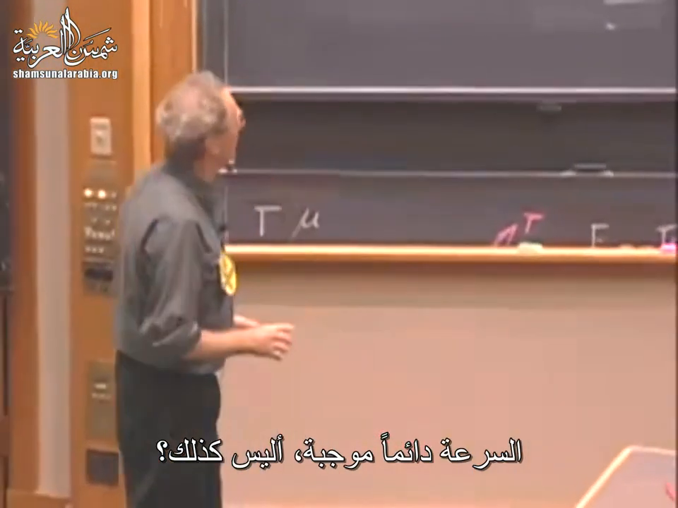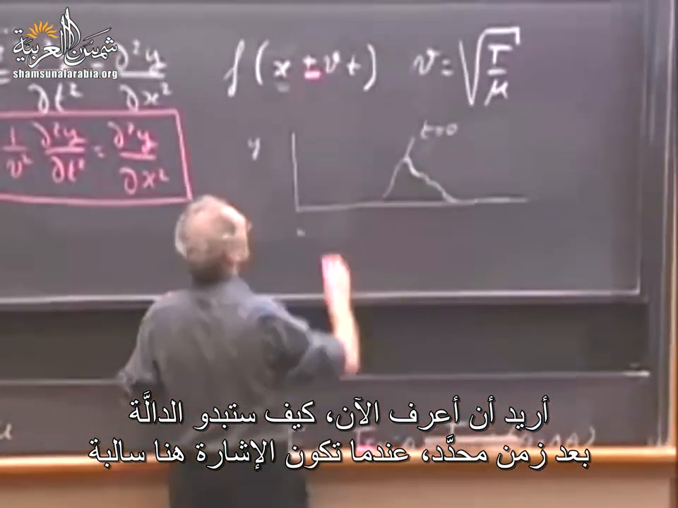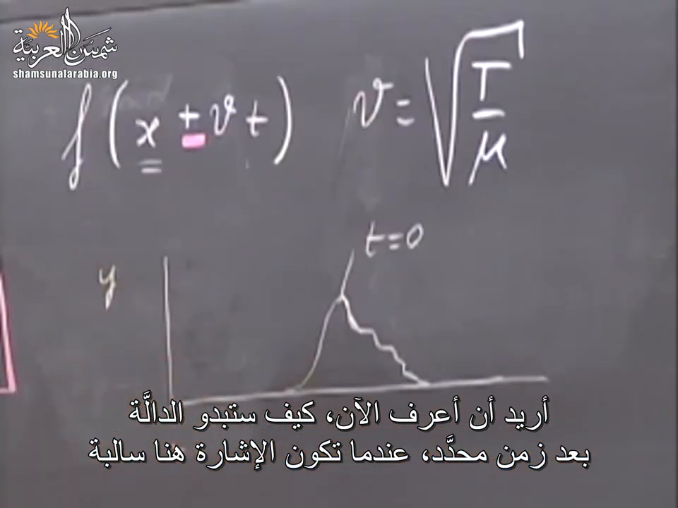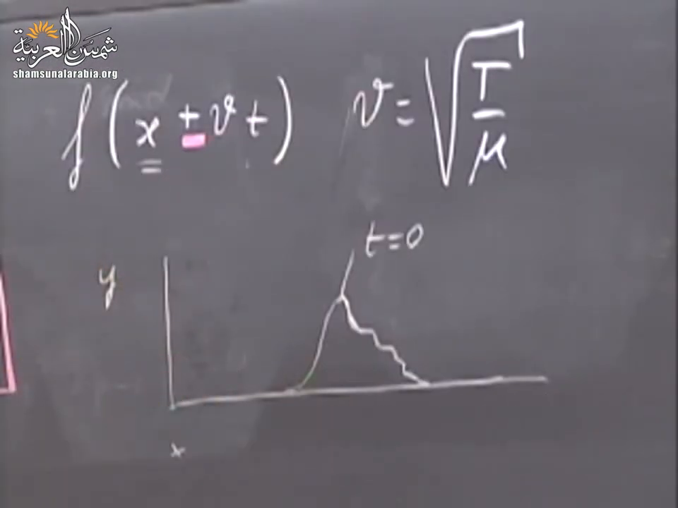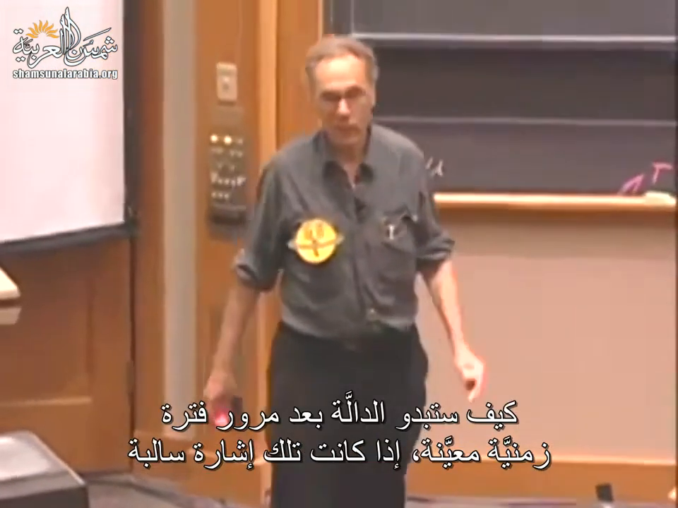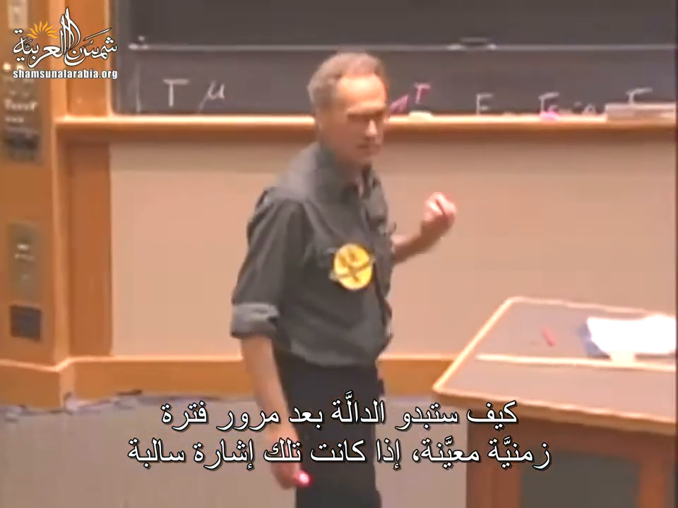Speed is always positive, right? And I want to know now, if I look a little later in time when there is a minus sign here, what that function looks like. So at t equals 0, I gave it to you. What will it look like a little bit later in time, if there's a minus sign there?